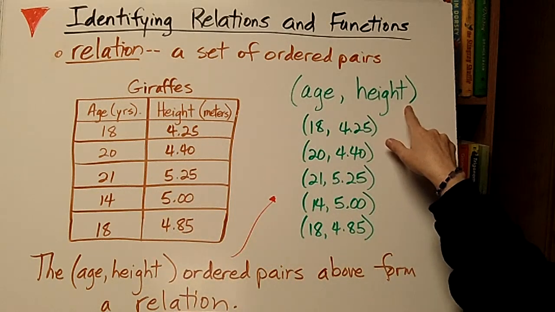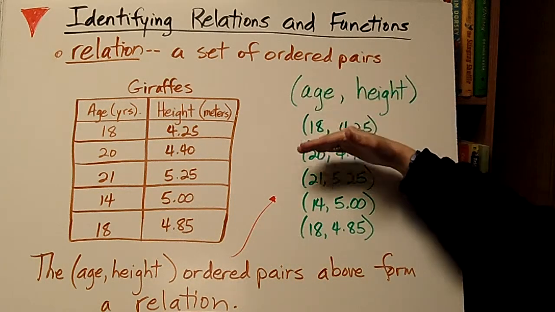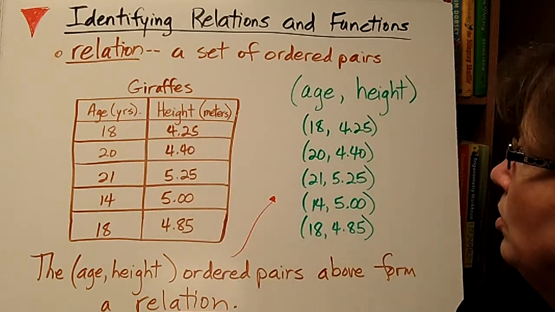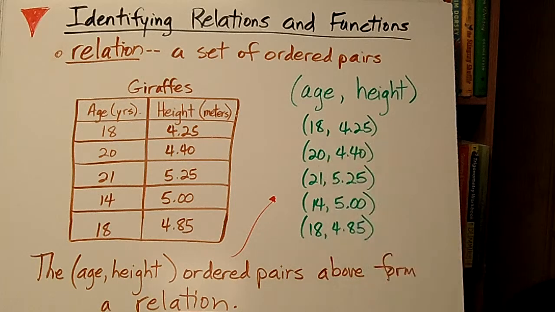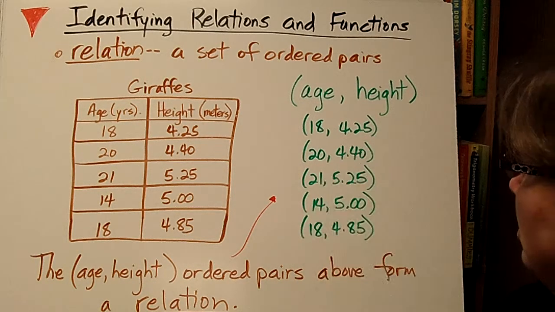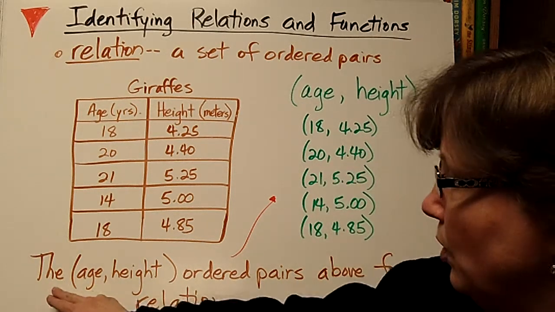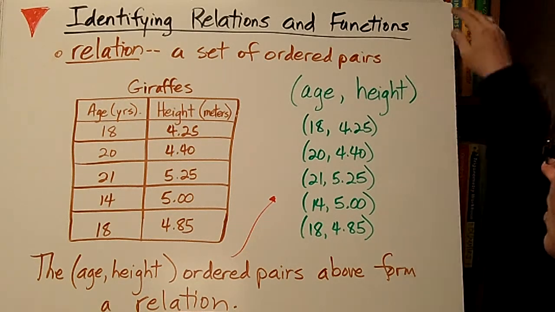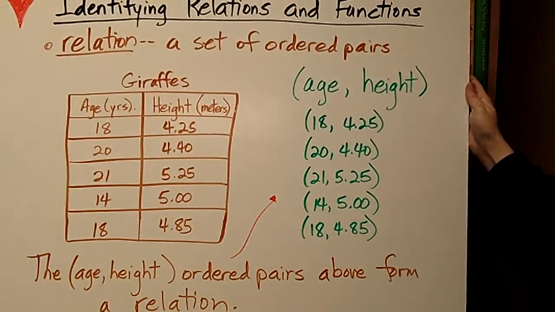What you're going to do in your relation is make this a set of ordered pairs. You'll take your domain and your range and put them in the notation of an ordered pair. Therefore, the age, height, ordered pairs here form a relation, which is the set. Very simple.